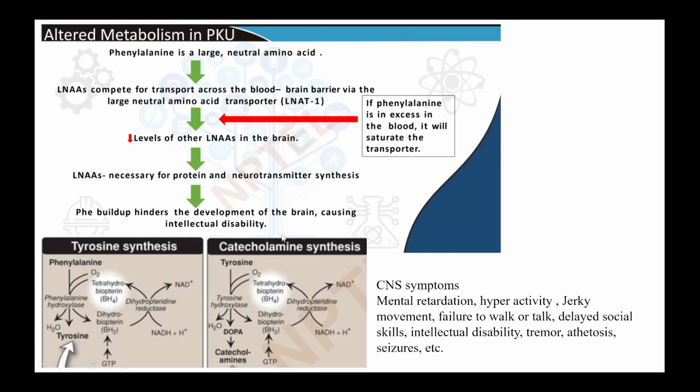So I hope this part is clear, right? Phenylalanine being a large neutral amino acid, the brain has a certain large neutral amino acid transporter through which these amino acids cross the blood-brain barrier. If all the transporters are occupied by phenylalanine, the other amino acids won't be able to cross the blood-brain barrier. Those amino acids are also required in the brain for protein and neurotransmitter synthesis. If that is not happening properly, there could be different developmental issues in the brain leading to mental retardation.